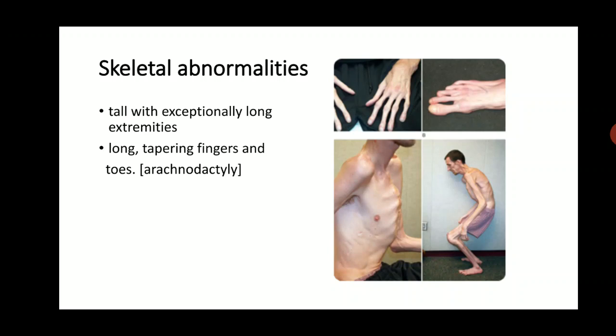Marfan syndrome is characterized by many types of skeletal deformities. The patients are usually very tall and they have exceptionally long extremities. The fingers are long and tapering, almost look like a spider, hence the name arachnodactyly, fingers like an arachnid.